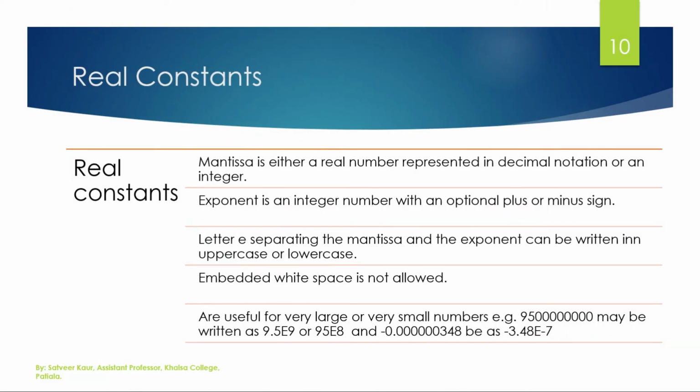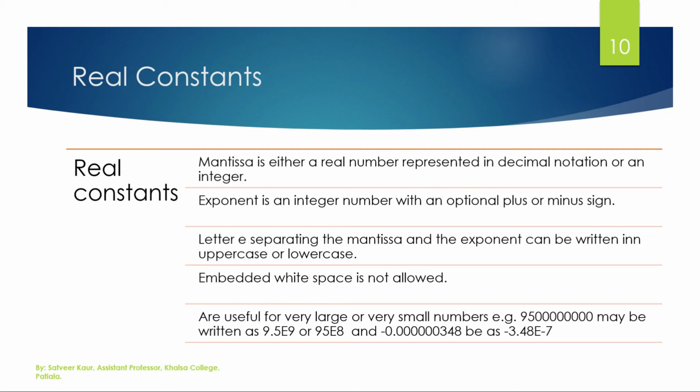In real constants, mantissa is either a real number represented in decimal notation or an integer, and exponent is an integer number with an optional plus or minus sign. Letter E, which separates the mantissa and the exponent, can be written in uppercase or lowercase, but embedded white space is not allowed in the numbers. Real constants are useful for very large or very small numbers.